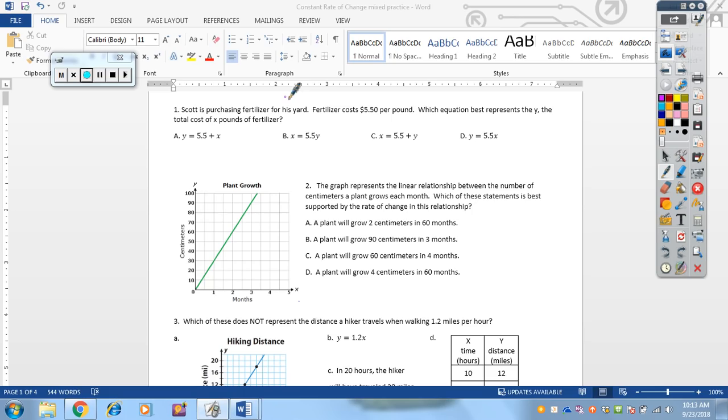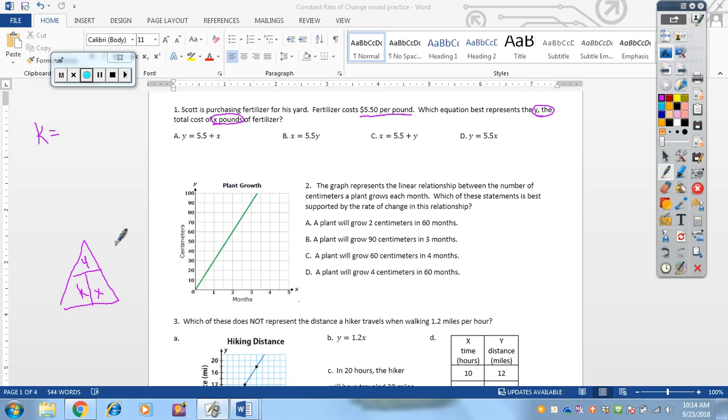Scott is purchasing fertilizer for his yard. Fertilizer costs $5.50 per pound. Which equation best represents Y, the total cost of X pounds of fertilizer? It asks for the equation, so we're looking at this triangle thingy.